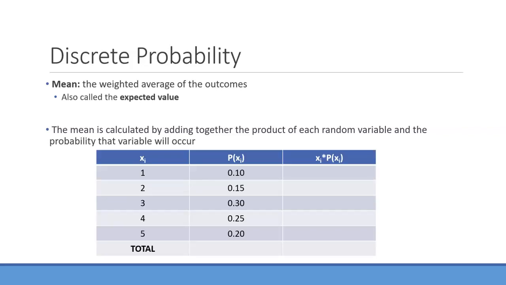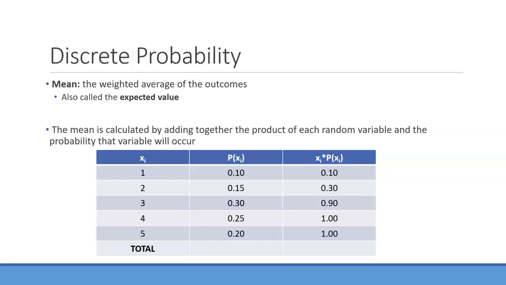So here's an example going off of the customers rating their experience. They have a choice of 1, 2, 3, 4, or 5. Those are all of our X's. And then we have the probability of each X being chosen. So there's about a 10% chance that they'll choose a 1, 15% chance that they'll choose a 2, and so on. So we just multiply across.